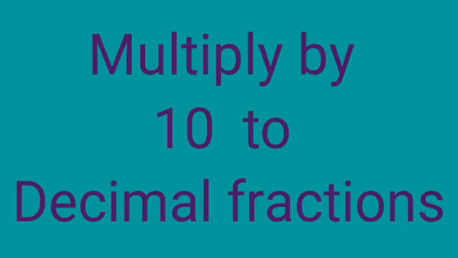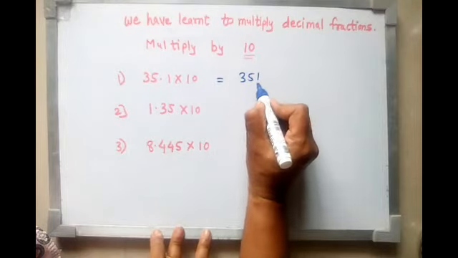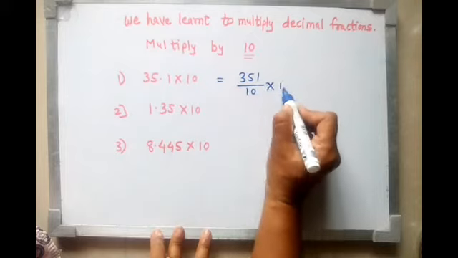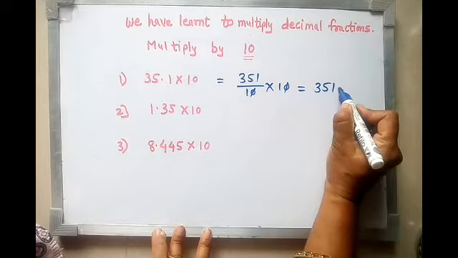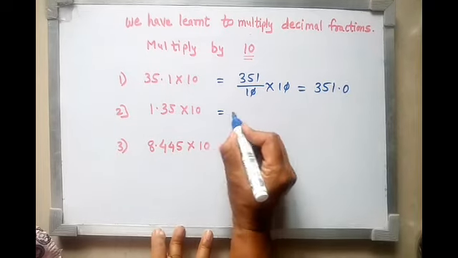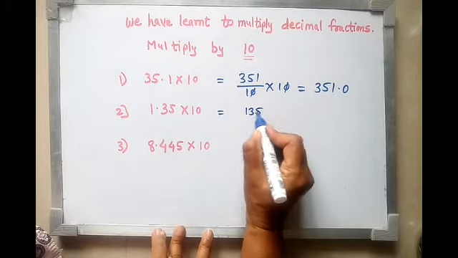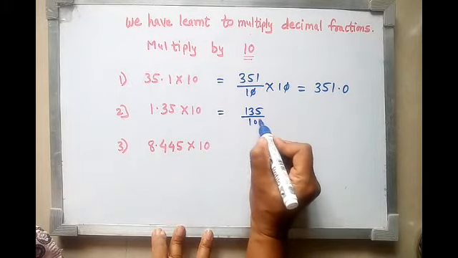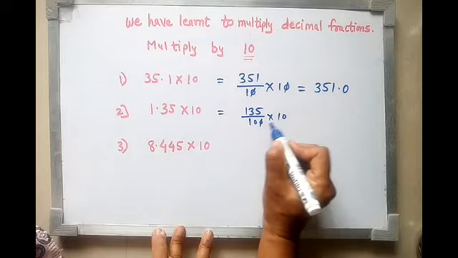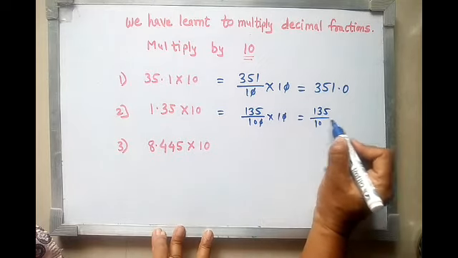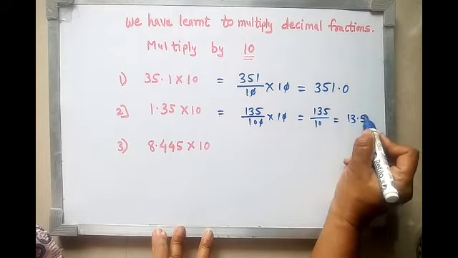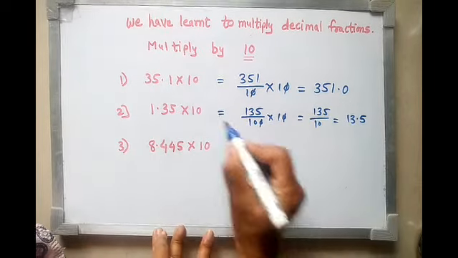First, we learn to multiply two decimal fractions by 10. 35.1 into 10: 351 upon 10 into 10, that is 351.0. Second, 1.35 into 10: 135 upon 100 into 10, that is 135 upon 10, 13.5.